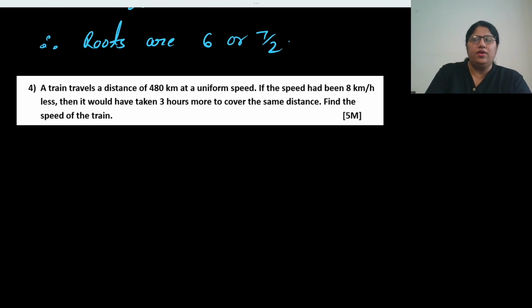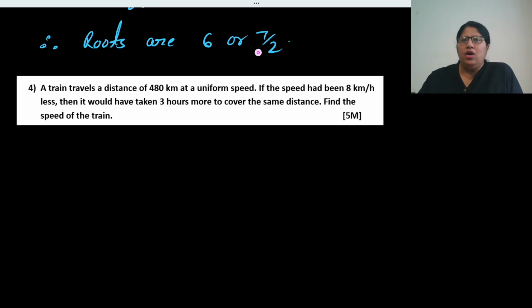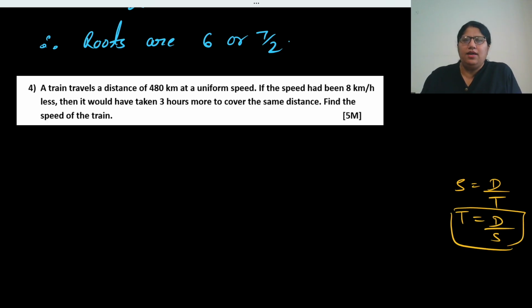Now this is your next quadratic equation question. If you see, this is a speed, distance, time based question. It's very important. So what is the formula? Speed equals distance by time. And most of the time in these kinds of questions, because the time will be given, you are going to use distance by speed. So let us see what is given here.